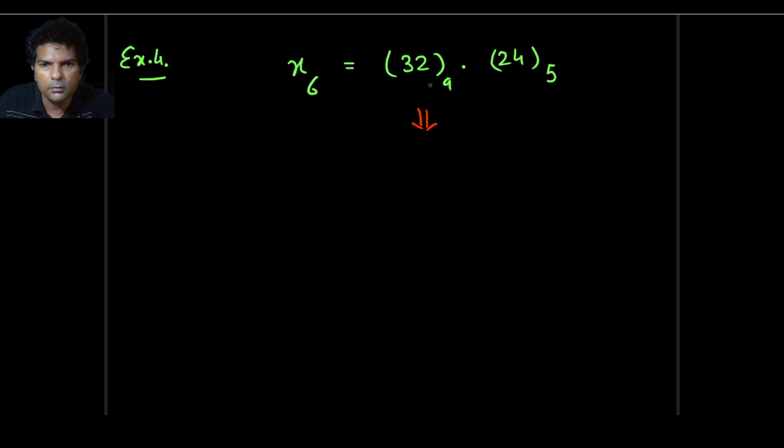So again 9 to the power 0 and 9 to the power 1, and here 5 to the power 0 and 5 to the power 1. So 9 to the power 0 is 1 multiplied by 2, and 9 to the power 1 is 9 multiplied by 3, that is 27, plus 2, that is 29. This is base 10. And here, 5 times 2 is 10 plus 4, so that is 14, that is base 10.